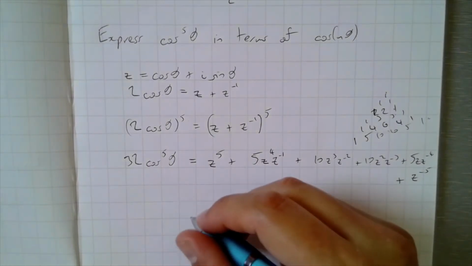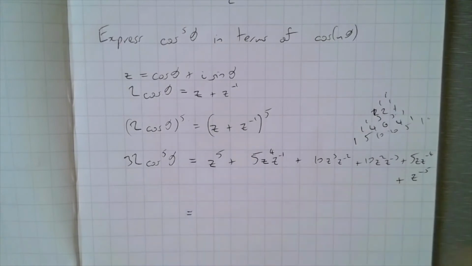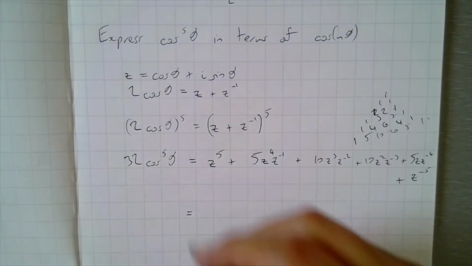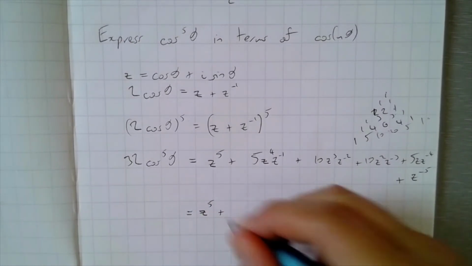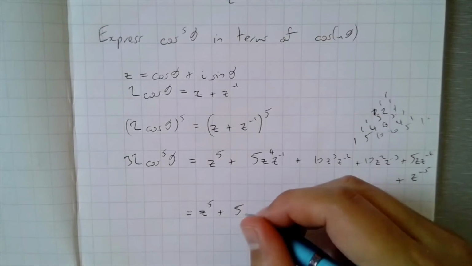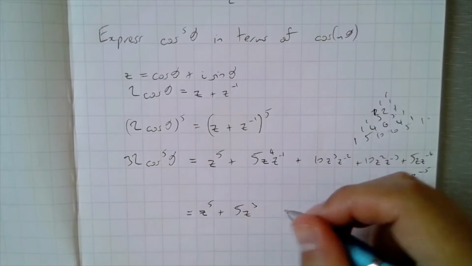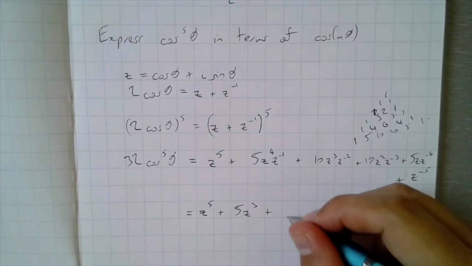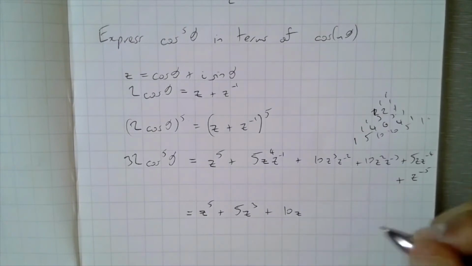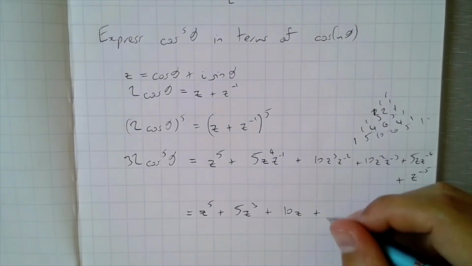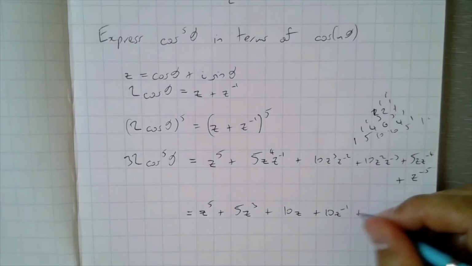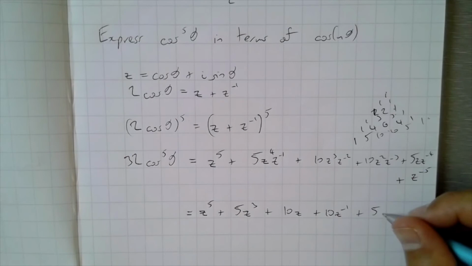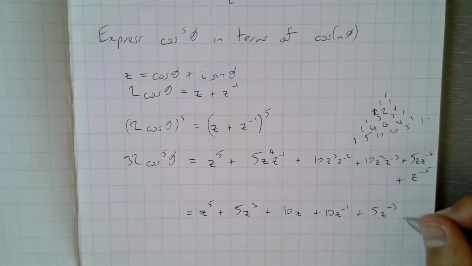And what we can do with that is just rearrange things slightly. Well, actually, let's just do some cancelling first. z to the 5 plus 5z cubed plus 10z plus 10z to the minus 1 plus 5z to the minus 3 plus z to the minus 5.